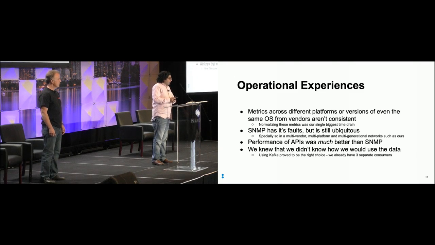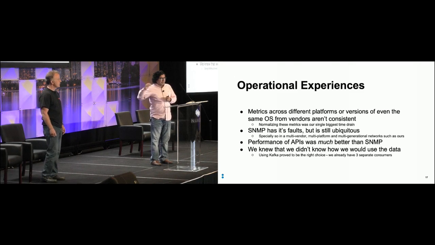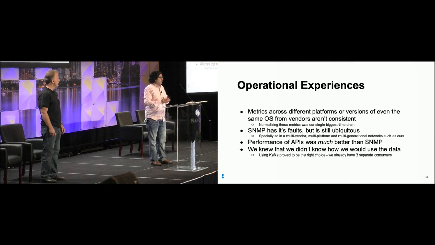The other thing is, when we were building this, we had some use cases. Like Ian had mentioned, there was a whole class of services or systems that we knew we wanted to replace. But we also knew we didn't know how this data would be used. That's where, for example, using Kafka proved to be the right choice. We already have 3 types of downstream consumers which transform the data and send it to different systems. This is a much better approach than collecting the same data in different ways so different downstream systems can consume it.